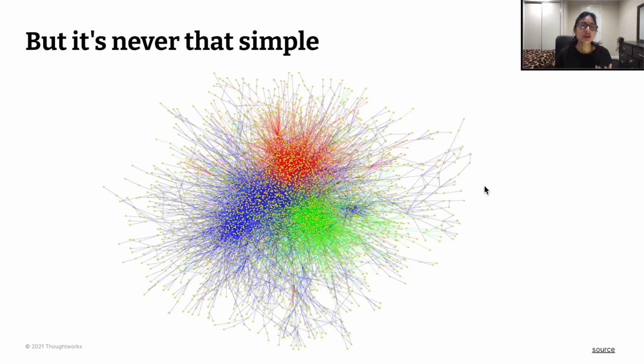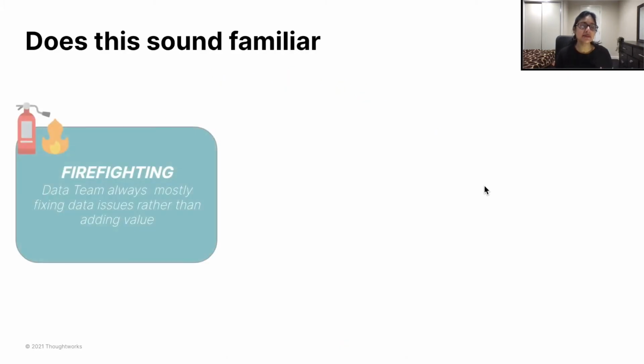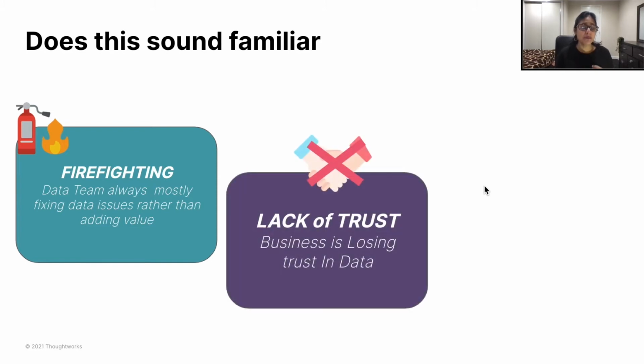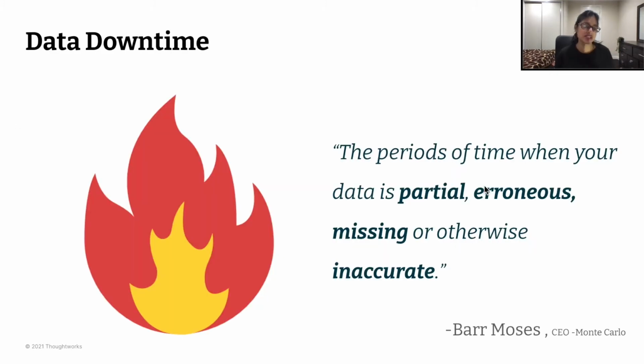But because of this complexity, we have observed that data teams start spending a lot of time fixing data issues rather than adding value. And because of a lot of quality issues, business starts losing trust in data, and that results in gradually lower adoption of data driven decision making in the organization. And there's a term for that. This is called data downtime.